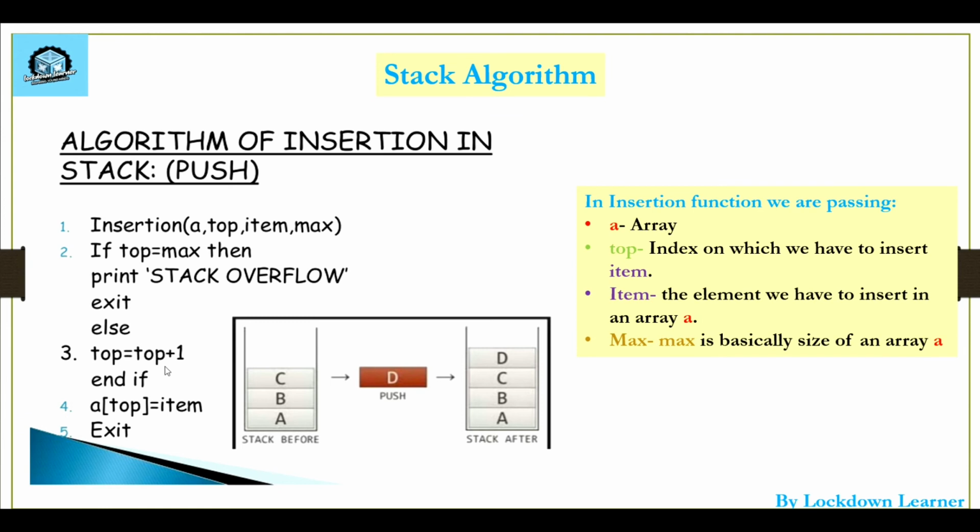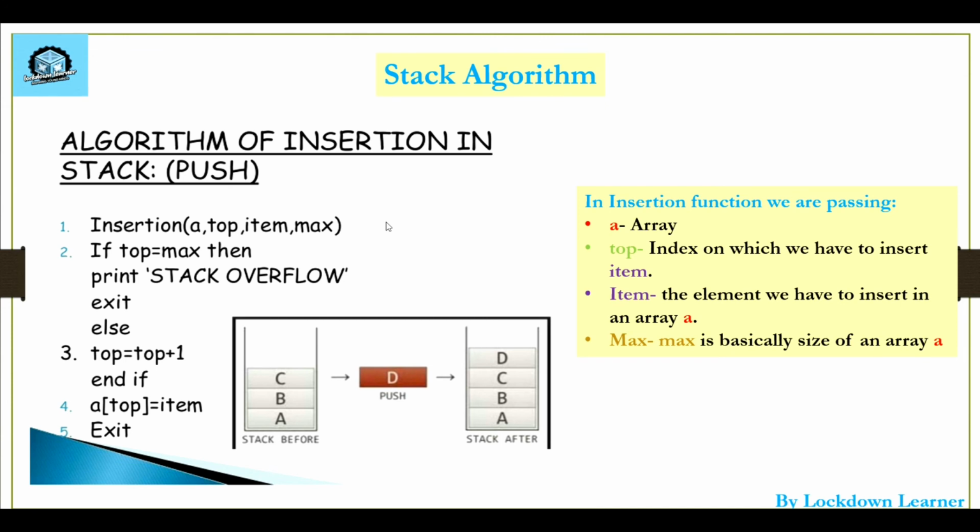Why is it doing top equals top plus 1? Because in the initial stage we define top equals minus 1, and you already know the index starts from 0, not from minus 1. So we increase top by 1. Then, after end if, we insert item at the top index of array A. You can see here the stack before and stack after pushing. Then again I put an element, and top goes from minus 1, then 0, 1, 2, 3, inserting data, and when top reaches max, it will give an error: stack overflow.